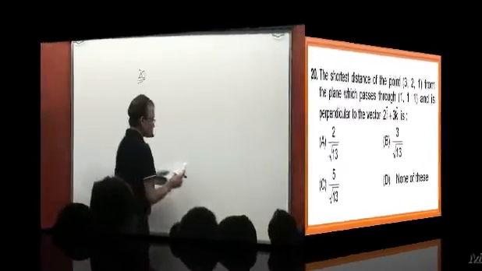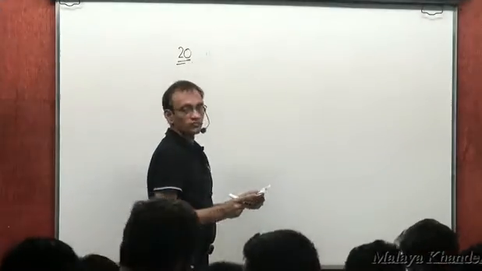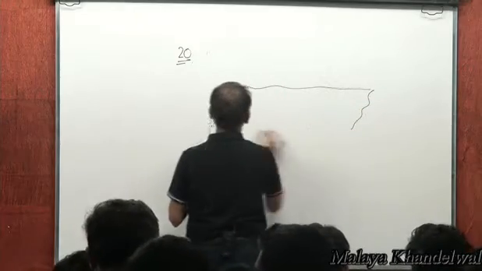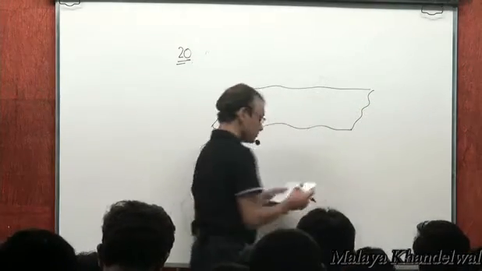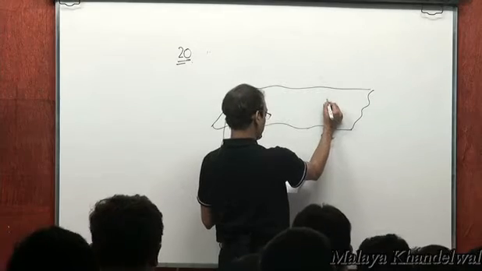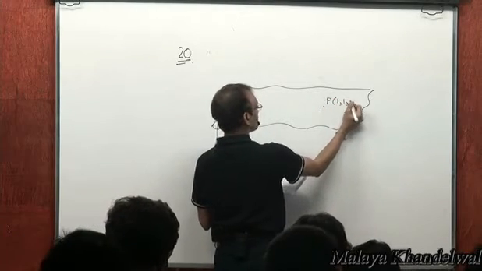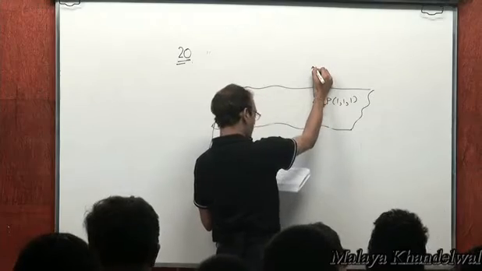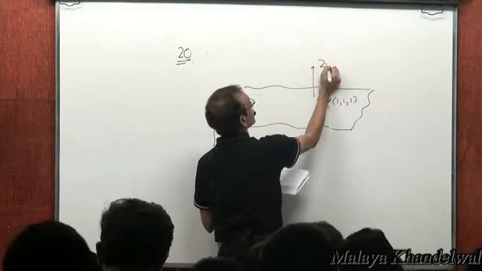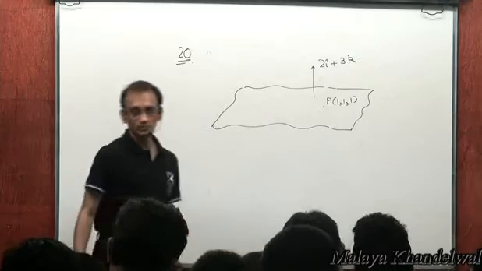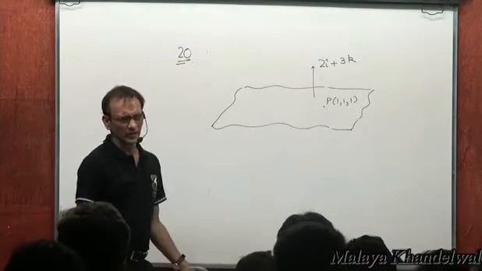The shortest distance of the point 3, 2, 1 from a plane. There is a plane that passes through the point 1, 1, 1 and a perpendicular to the plane, a normal to the plane, is 2i plus 3k. That's a normal to the plane, not a unit normal, just a normal to the plane.